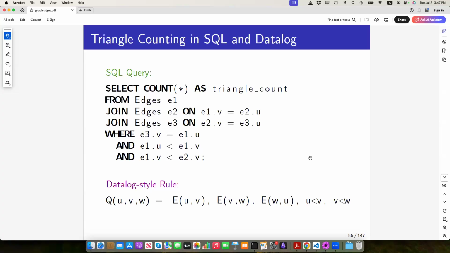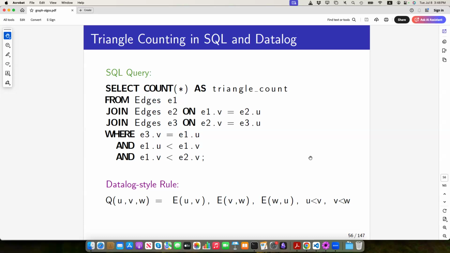In SQL, for example, you could write it like this. If I want to count triangles, I could say select count as triangle count, and then I do this join based on the endpoints of the edges. I have this square statement here simply because I don't want to count every triangle more than once. So I order the nodes U, V, W to be from smallest to larger.